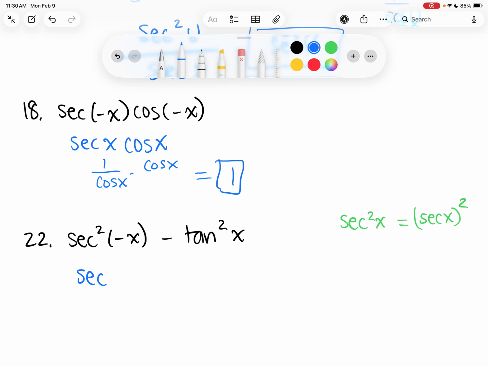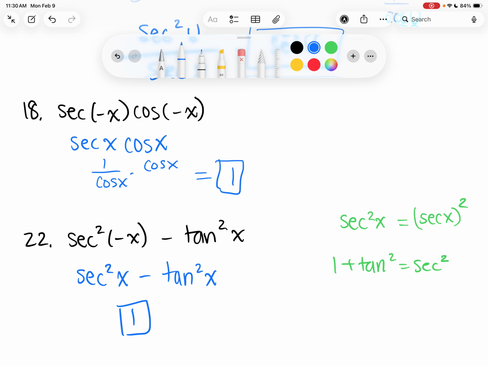So this is the secant squared of x, or secant of x all squared, if you want to think about it that way, minus tangent squared of x. So then I'm thinking here, okay, well, does this look like any of my Pythagorean identities? Well, one of my identities is 1 plus tangent squared is equal to secant squared. So if I subtract tangent, I'd have secant squared minus tangent squared. That leaves me with 1, so that means that this has to be equal to 1.